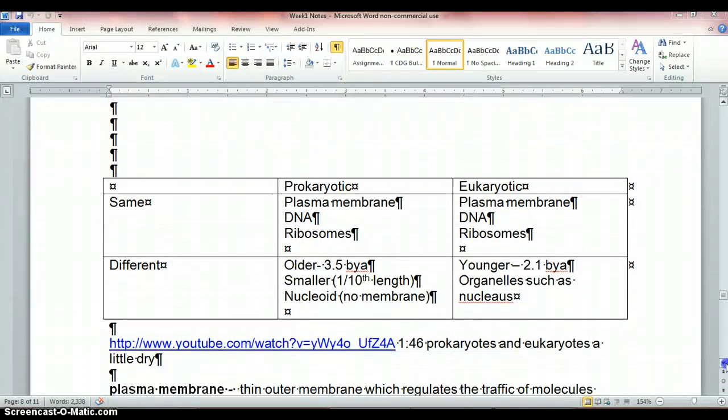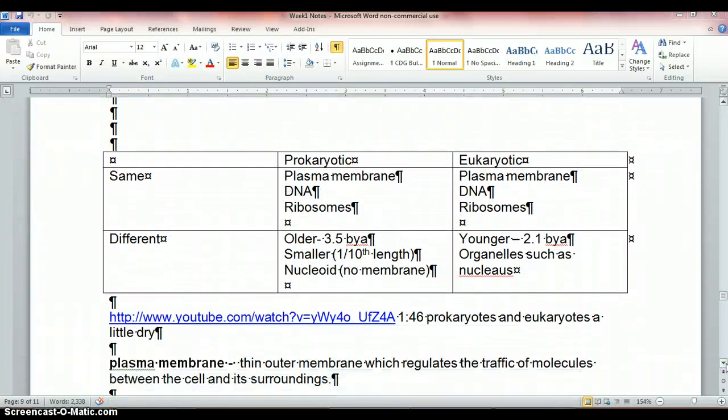I gave you a little chart here to help explain this. So here's what's the same between the prokaryotic and the eukaryotic and what's different. The same is we both have that plasma membrane. That's what encloses our cell. We both have DNA. We both have ribosomes. Now, what's different? As you can see, prokaryotic is way older. They're smaller. That's why a lot of the gene studies you hear about tend to be in the prokaryotes. There's just less to have to deal with.